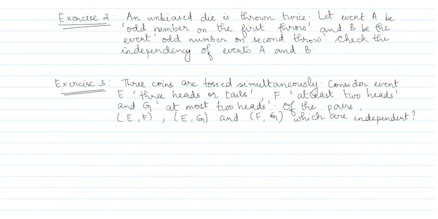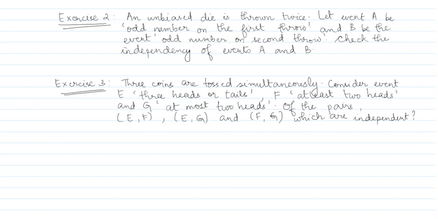Two more exercises for you. An unbiased die is thrown twice. Let event A be odd number on the first throw and B be the event odd number on the second throw. Check whether events A and B are independent.